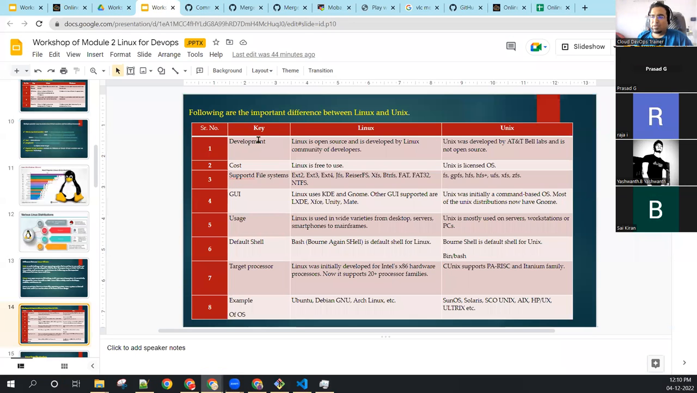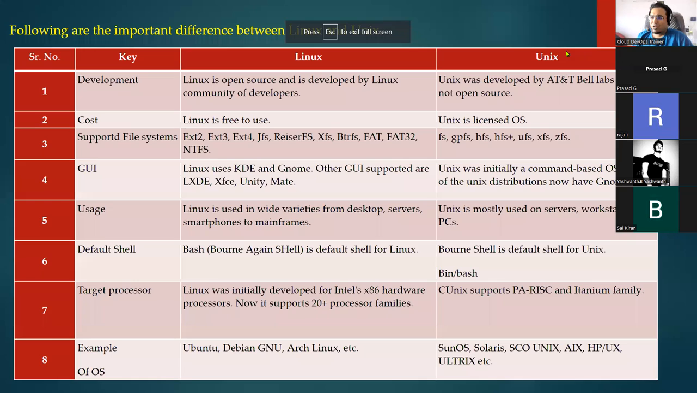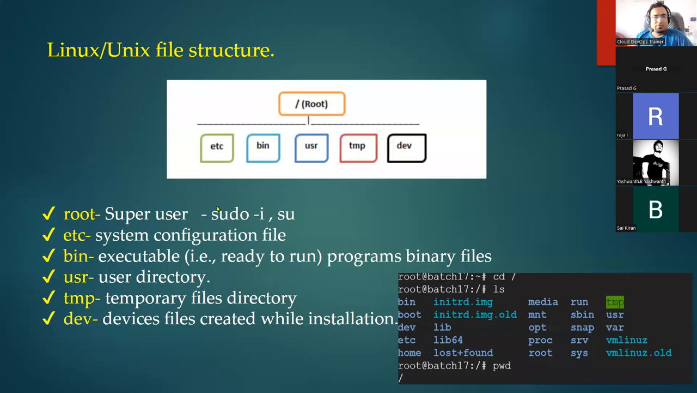Okay, development, let's leave all these points. Comparison, you can read it on your own, it's not a very big difference. But yeah, cost is free, cost is license version, some extensions are there, GUI is available in both Linux and Unix. Users are also there, and some more things. You can have a look. I will give this PPT now.